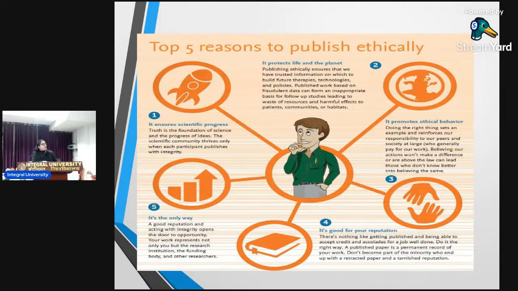Published work based upon fraudulent data can form an inappropriate basis to follow up. I agree more with the second point because spurious data will build a false landscape of data on which we'll build our further research. And honesty breeds honesty, isn't it? Do you agree with me?